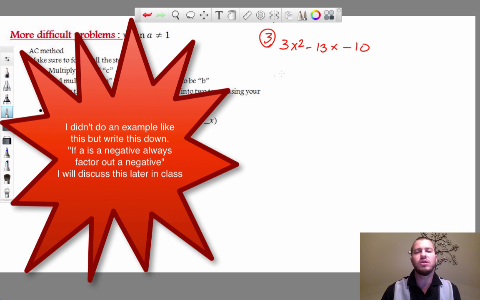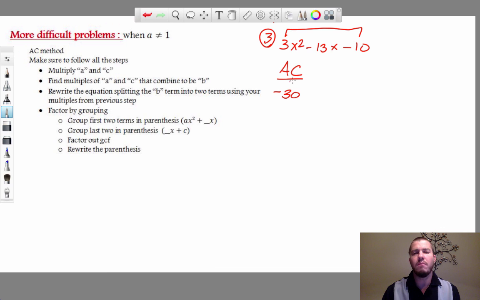But the first step is to multiply the A and the C. You're still always checking to factor out a GCF. We already did that. Then multiply the A times C. Now A times C is equal to negative 30. Pay attention to the sign. And I'm trying to figure out what multiplies to be negative 30 that combines to be the middle term, negative 13. So that's my second step.